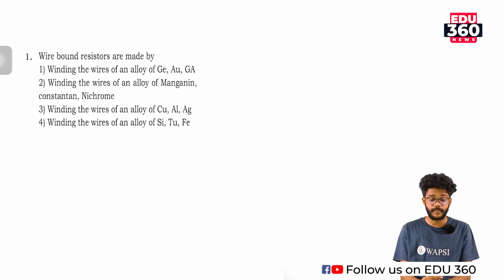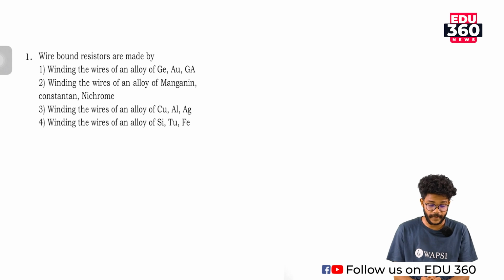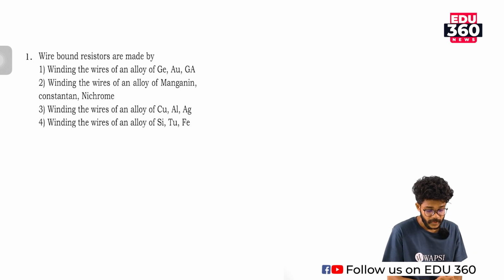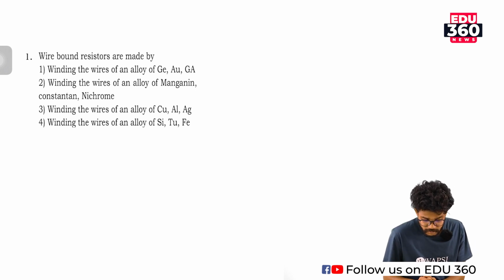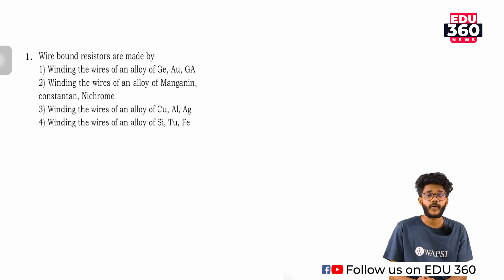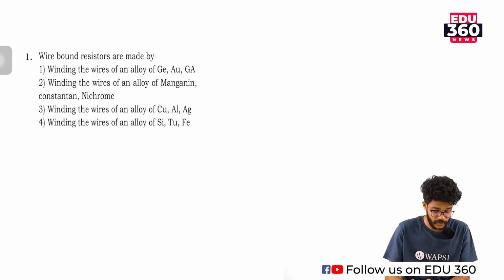Okay, in here the copper is a perfect conductor, so we can't use that as a resistor. And the fourth option is winding the wires of an alloy of silicon. Silicon is again another semiconductor, so we can't use that as a resistor. Okay, and the second option, winding the wires of an alloy of manganin, constantan and nichrome. Yes, that option is the correct option.